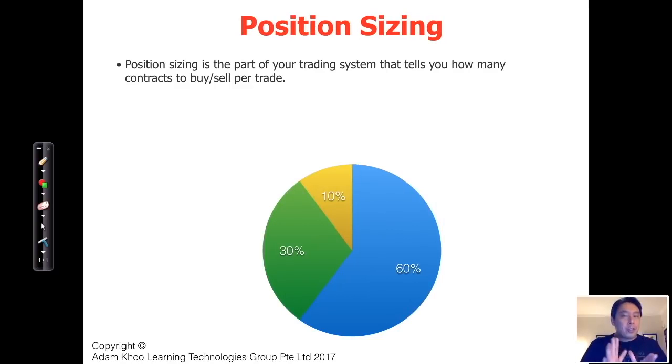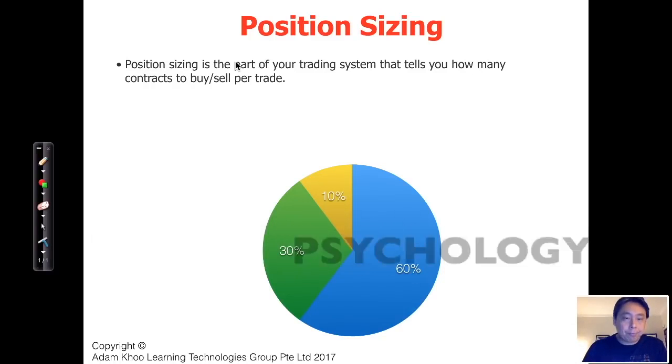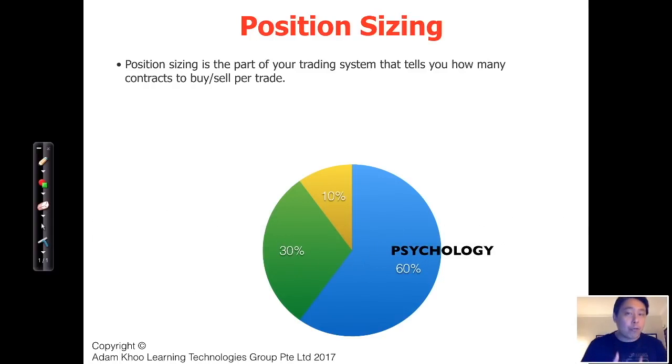So let's talk about position sizing. Position sizing is the part of your trading system that tells you exactly how many contracts to buy or to sell. Now, a trading system doesn't just take into account the entry rules and the exit rules. Some people may say, okay, I know exactly when to enter and when to exit, but if you don't size your position in a calculated way, it will not lead to a positive expectancy at the end of your trading journey.